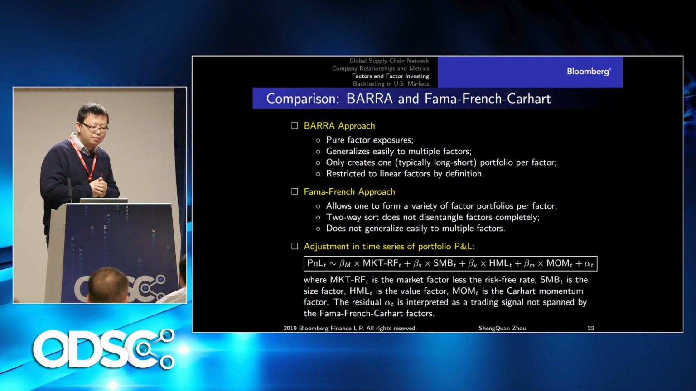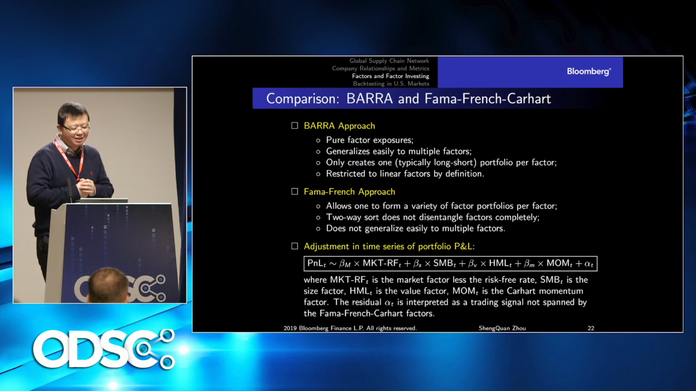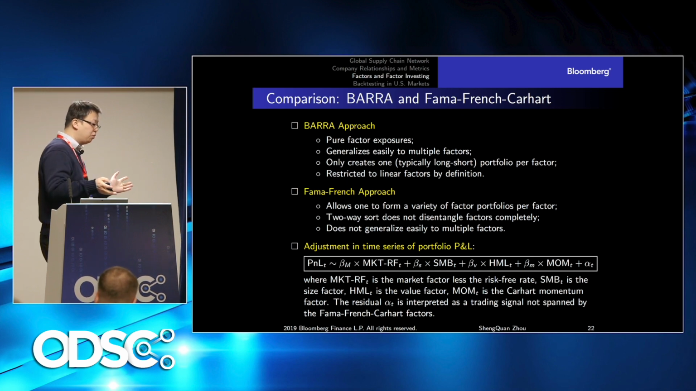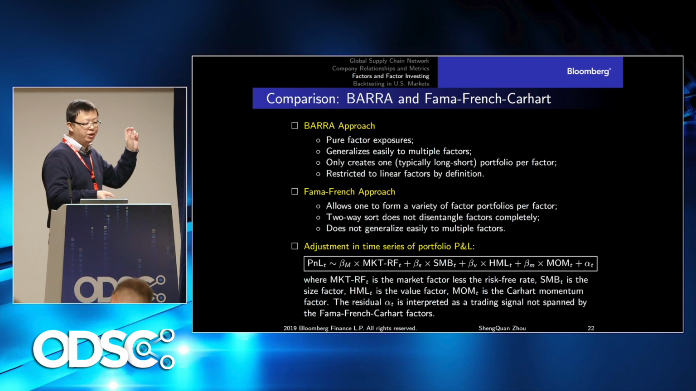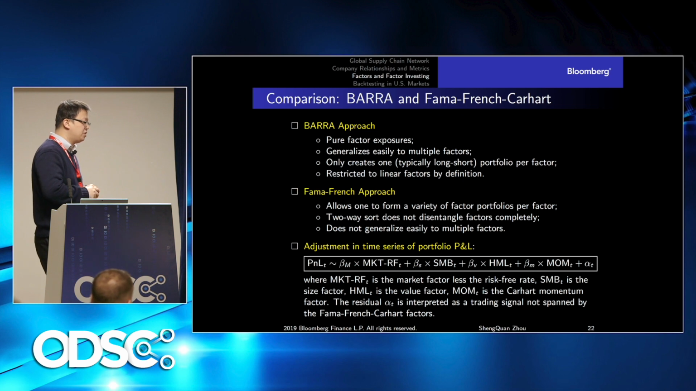On the other hand, the Fama-French approach has the advantage that you can form various kinds of factor portfolios. You can long the top quintile and short the bottom quintile, or you can long the middle quintile and short the bottom and top, right? There's more flexibility there. The disadvantage is that it's very hard to disentangle the factors.